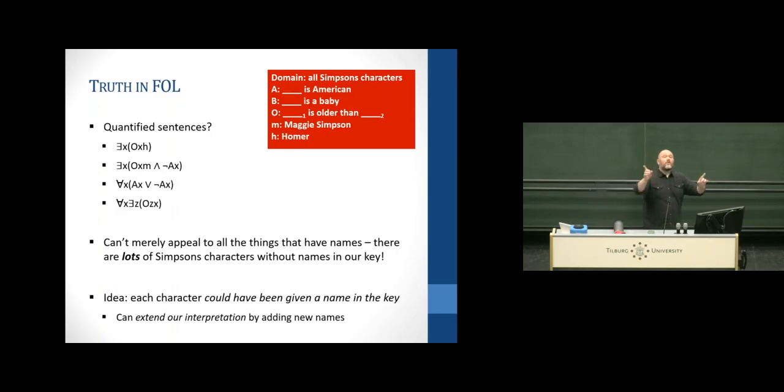Cool. Bang. Note, in every case we've talked about, the objects we've picked out aren't named in our interpretation, but we know they're in the domain. So we could add a name. We could extend our interpretation to add the name for them, and that would let us plug it in. How about our third one? Is it true that everything in our domain is either American or not American?